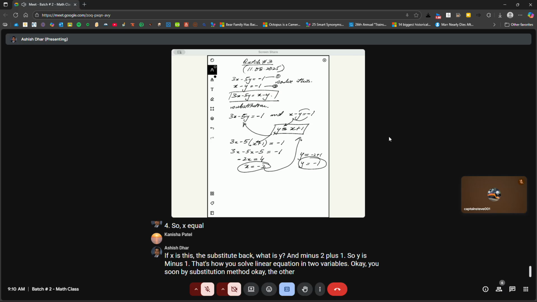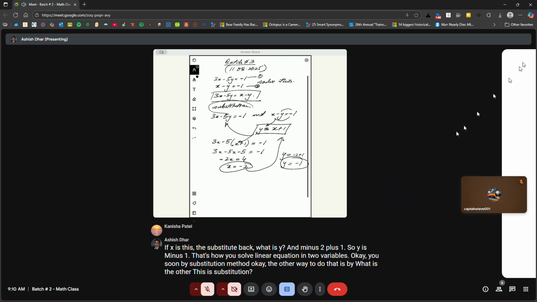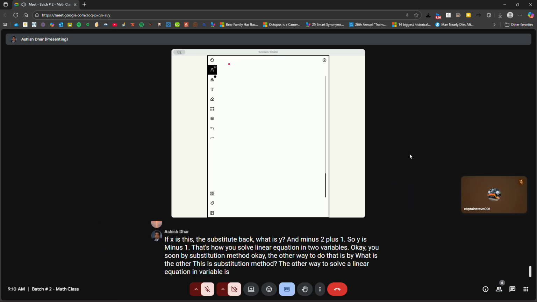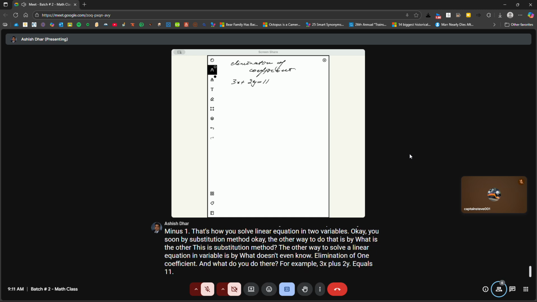The other way to do that is by what? This is the substitution method. The other way to solve a linear equation in two variables is by what? Does anyone know? Elimination of what? Coefficient. And what do you do there? For example, 3x plus 2y equals 11 and 2x plus 3y equals 4.